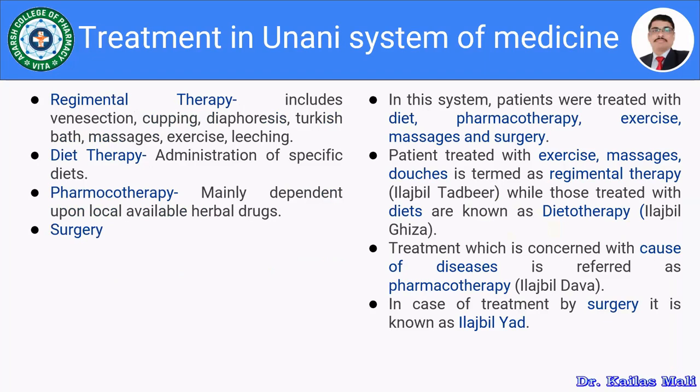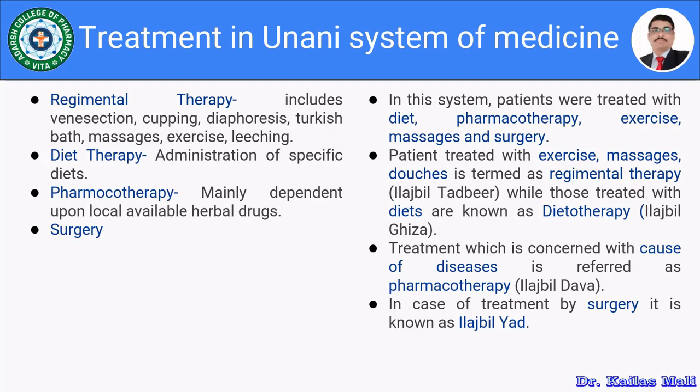In the Unani system of medicine, there are three therapies which are considered. The first therapy is known as regimental therapy, the second is diet therapy, and the third is pharmacotherapy. Regimental therapy includes venesection, cupping, diaphoresis, Turkish bath, massage, exercise, and leeching. In diet therapy, we focus specifically on the diet of the patient. Pharmacotherapy is mainly dependent upon locally available herbal drugs, which are used for diseases and disorders.